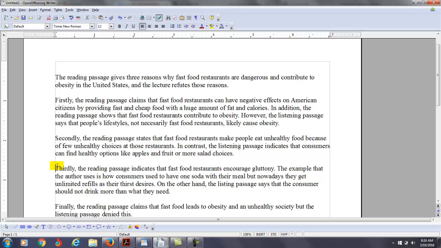Okay, let's keep going. Thirdly, the reading passage indicates that fast food restaurants encourage gluttony. The example the author uses is how consumers, they used to have one soda with their meal, but nowadays they get unlimited refills as their thirst desires. On the other hand, the listening passage says that the consumers should not drink or eat more than what they need.